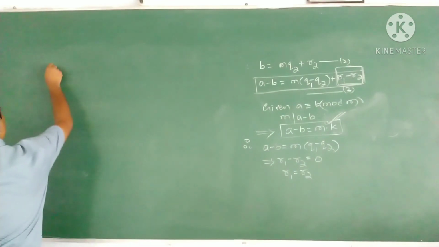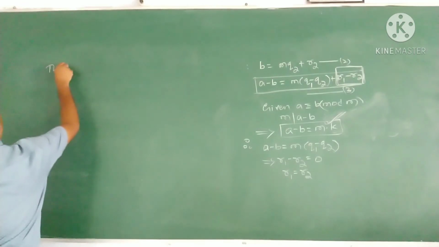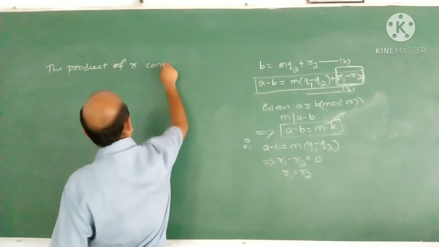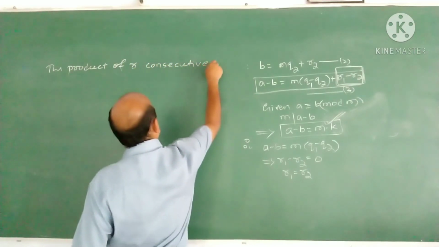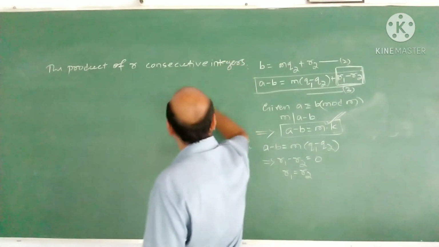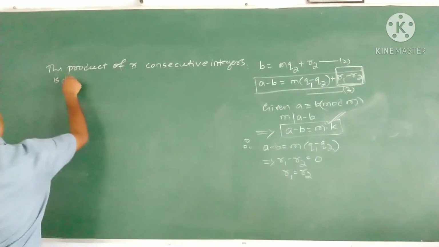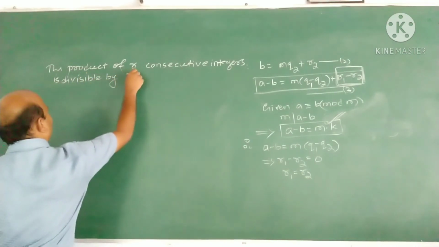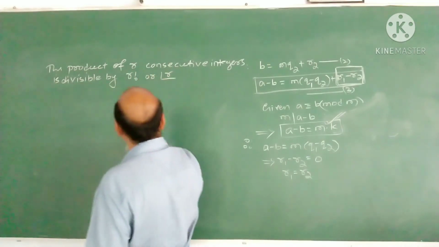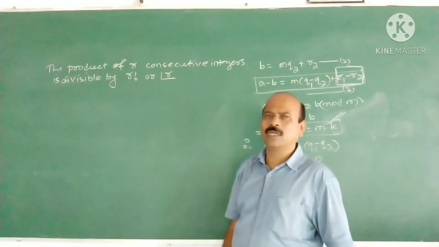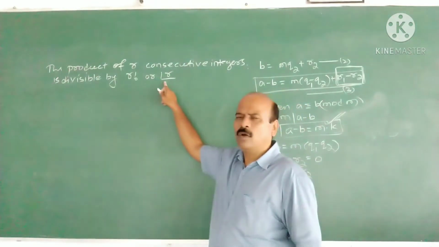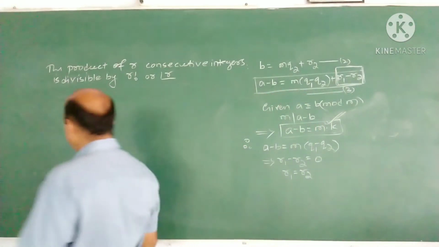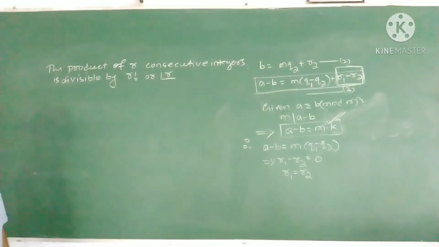Next topic is: the product of r consecutive integers is divisible by factorial r, or you can use this notation. Factorial r is denoted by two notations, factorial r or this. Understand the result, very important it is. Again, we apply this to solve many problems.